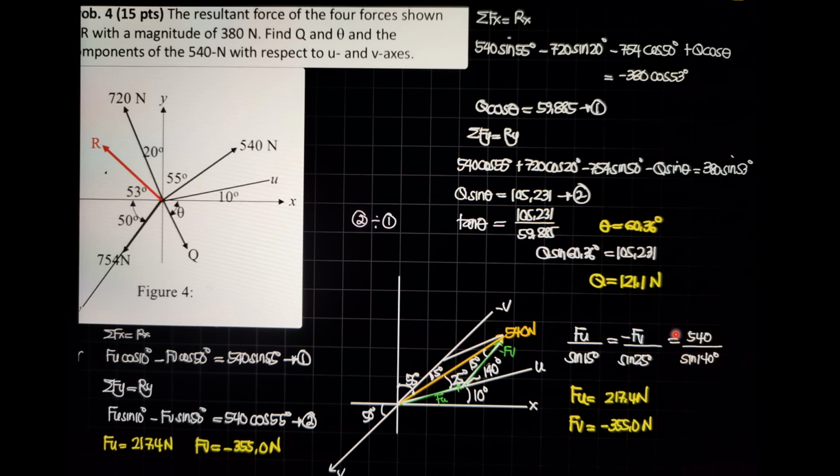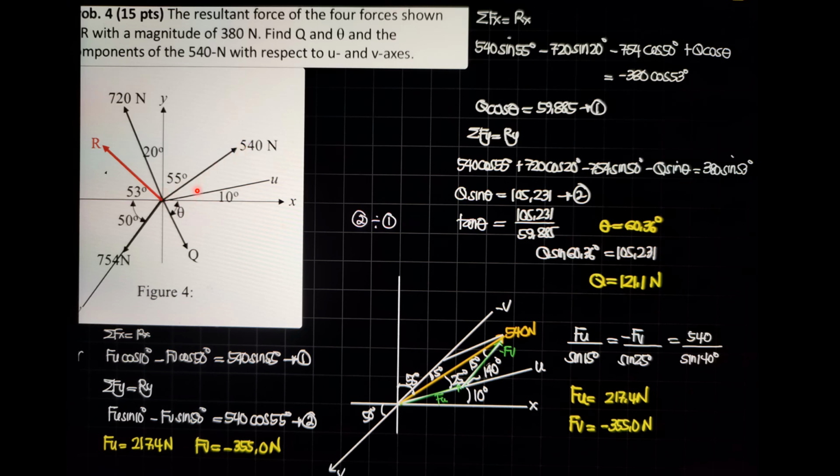So FU is 540 sine 15 over sine 140, so 217.4 newtons. FV is negative 540 sine 25 over sine 140 degrees. That's negative 355.0 newtons. So these are the answers using the first approach. The second approach is, imagine there are two forces, FU and FV. So FV is in this direction, and we have here the equivalent force, 540 newtons.